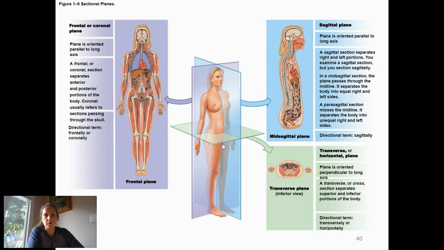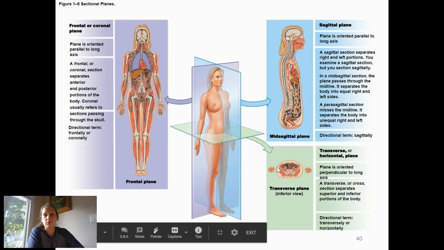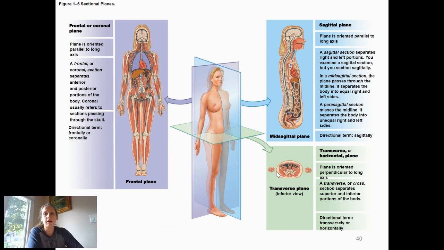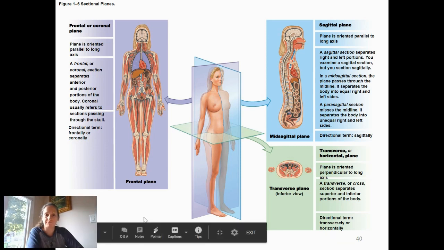And then lastly, you have the green plane down here. That's transverse or a cross section, and that's going to give you a view like this. So you're going to be looking at that kind of superior or inferior section of the body, and that is allowing you to see kind of up or down into whatever it is that you are looking at.